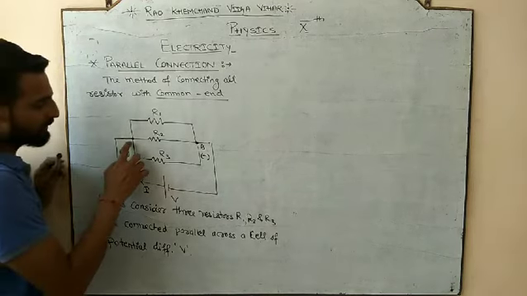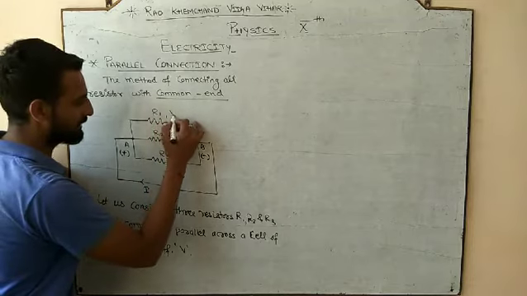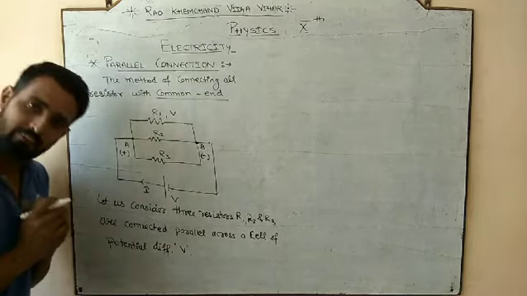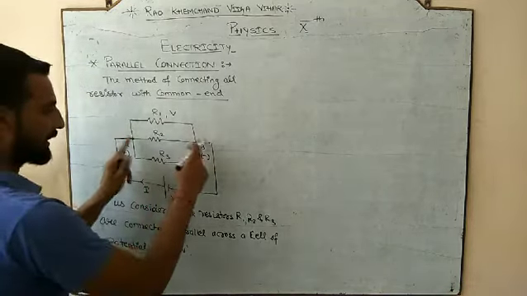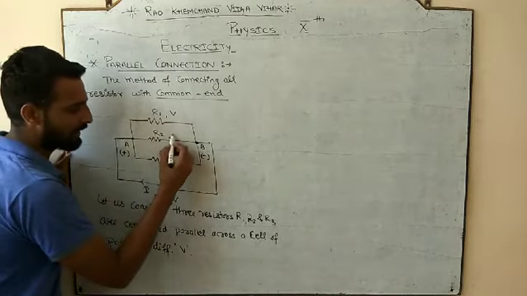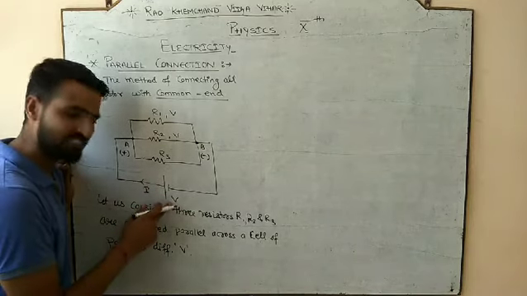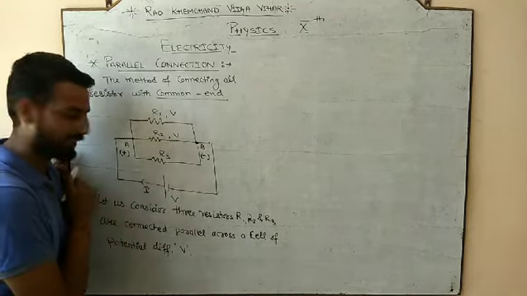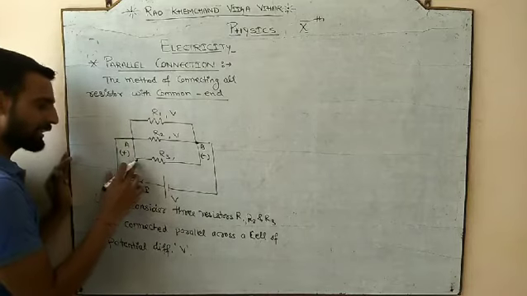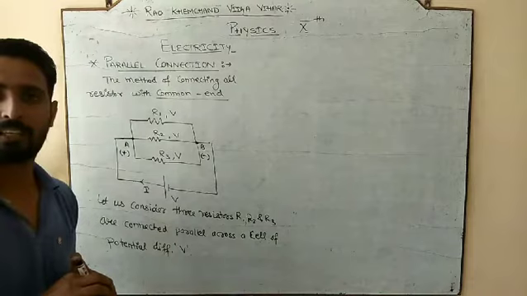And if the difference between A and B is V, the potential difference across R1 should be V, because R1 is connected across AB. Similarly, R2 is also connected across AB. So A and B have a potential difference V because of the cell. That's why R2 should also have a potential difference V. And similarly, R3 should have the potential difference V.